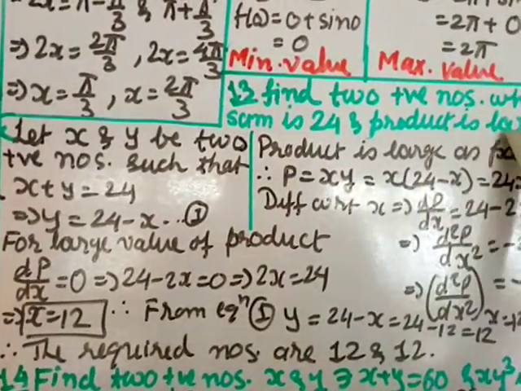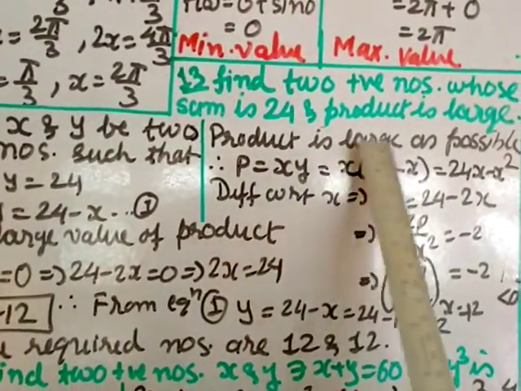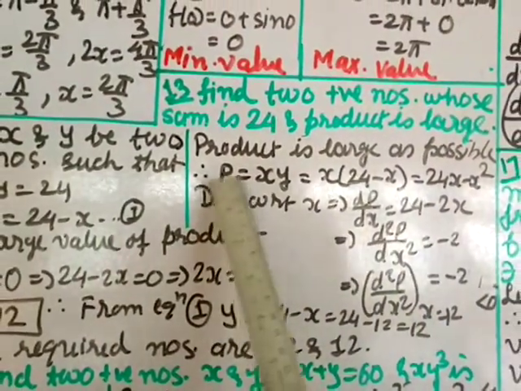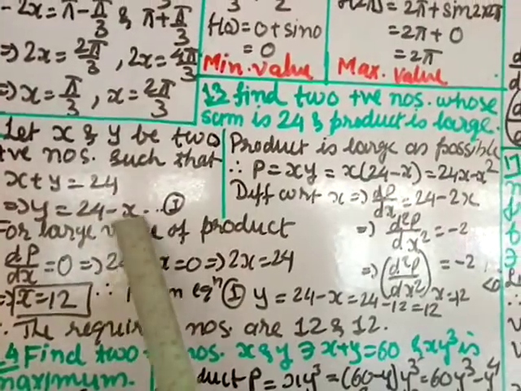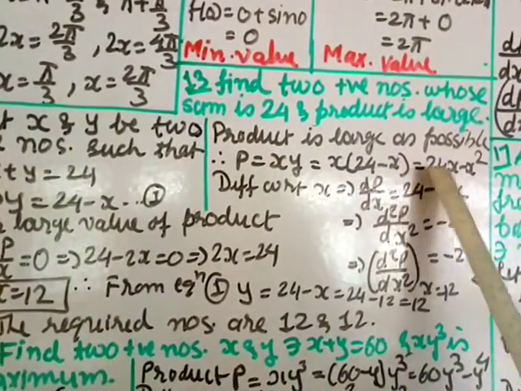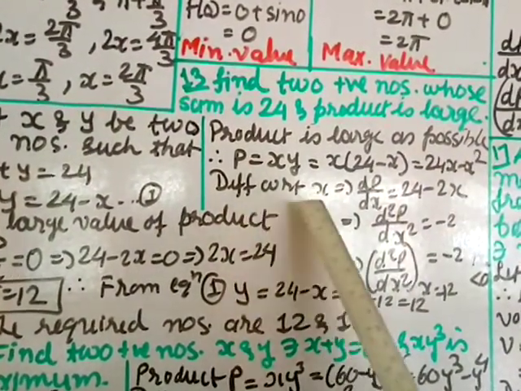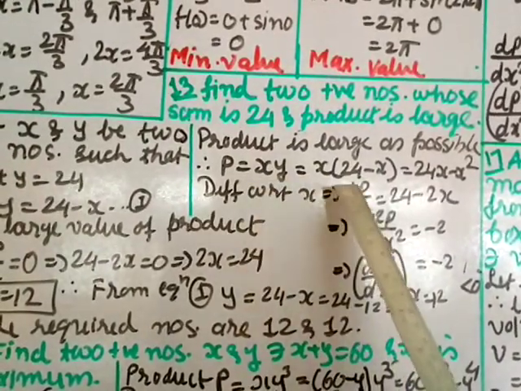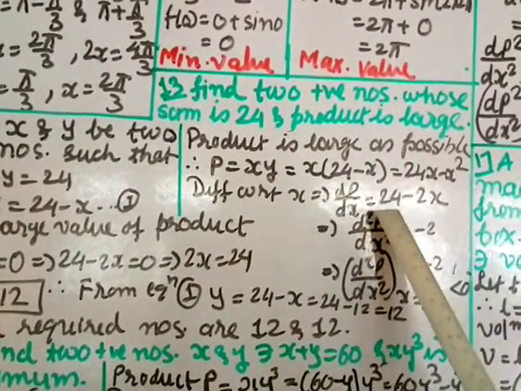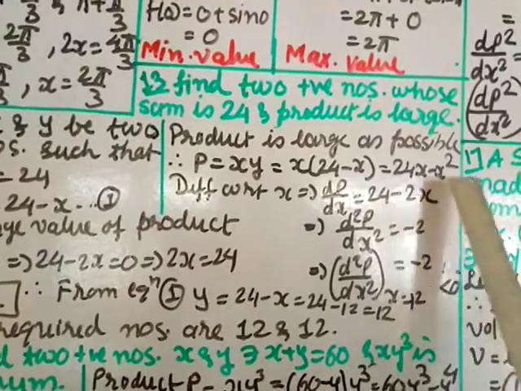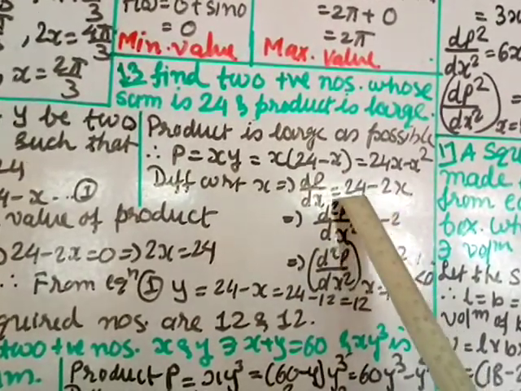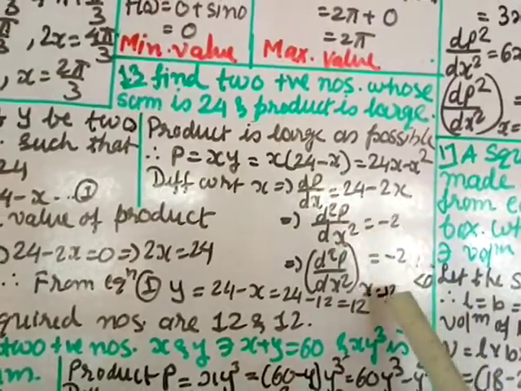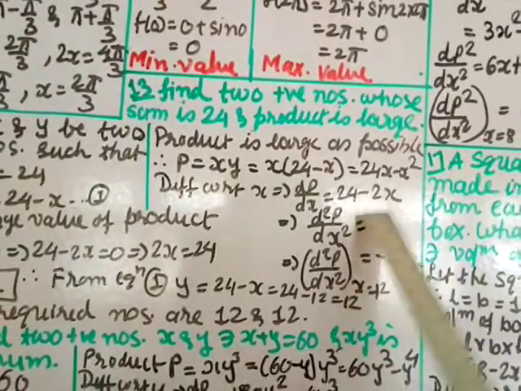They have said the product is largest, so I will take the product as large as possible. Let p be equal to x into y. Put the value of y from equation 1, 24 minus x. Multiply inside, so 24x minus x square. Differentiate with respect to x: dp by dx is 24 (x gives 1) minus 2x. I am also finding the second derivative: d square p by dx square, 24 is 0, minus 2x gives minus 2. So that is my answer for the second derivative.